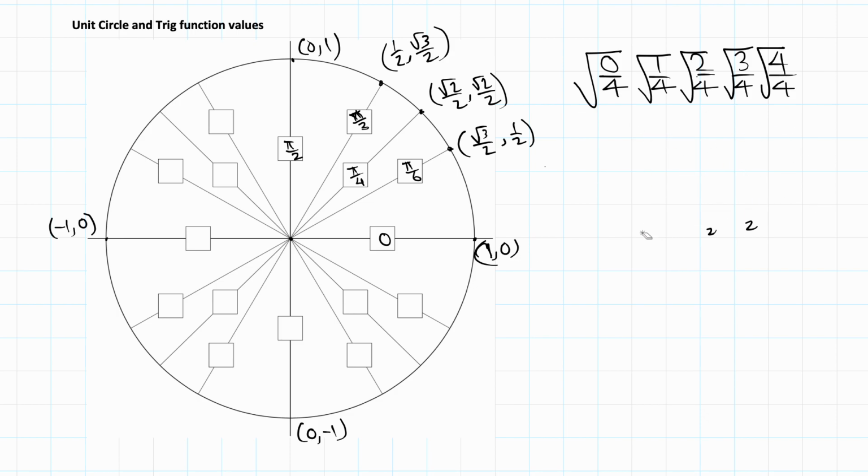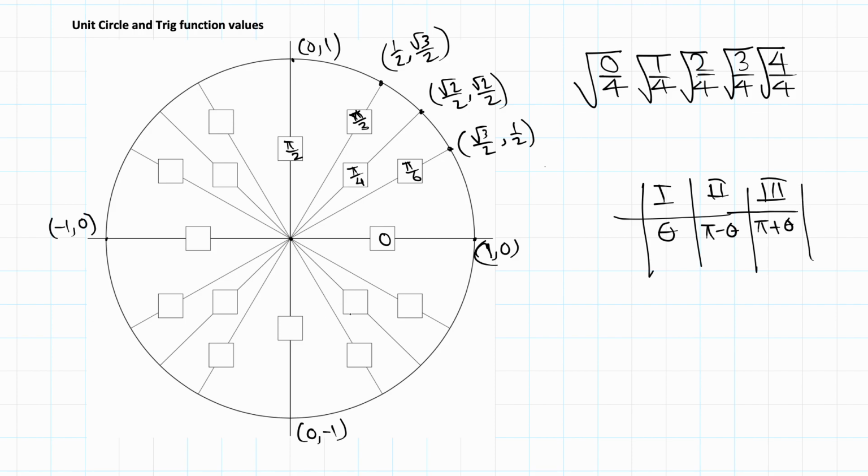Again, the first value is cosine, second is sine. The angle in the first quadrant, if that is theta, the corresponding angle in the second quadrant will be 180 minus theta. And the corresponding angle in the third quadrant will be pi plus theta. And the angle in the fourth quadrant will be 2 pi minus theta. Okay, that's the rule. That's how the angles are.